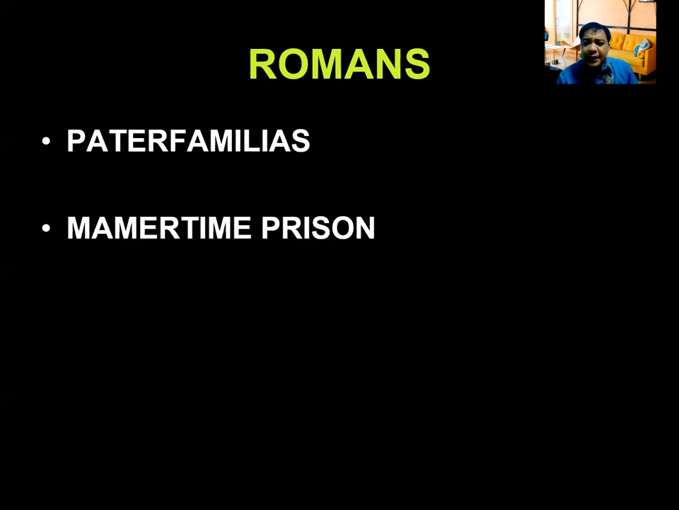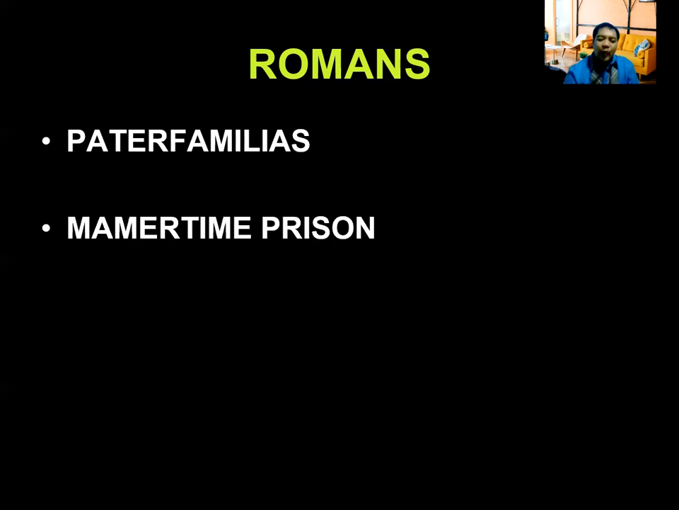Why do we consider it as an instrument of death penalty? Because the people who are convicted under the Roman system will have to be placed inside a pit, an underground for that matter, and then they will cover the top, requiring the offender to stay at the pit until such time that he will starve to death. So meaning, if Mamertine prison is an instrument of death, then what type of death penalty is being used? It is a death penalty by starvation.